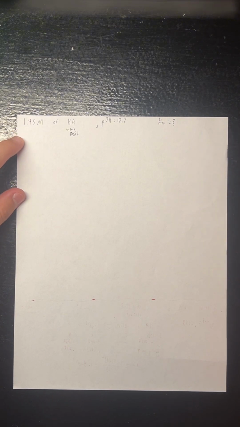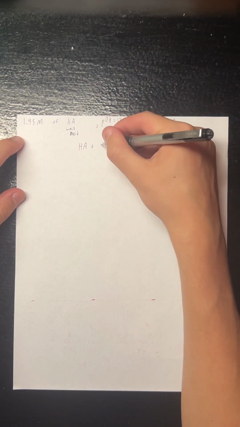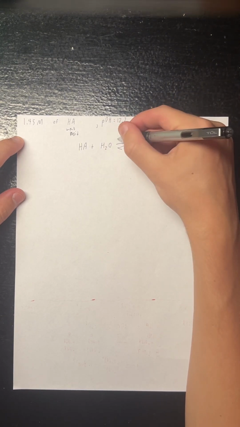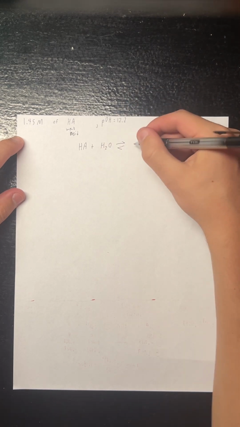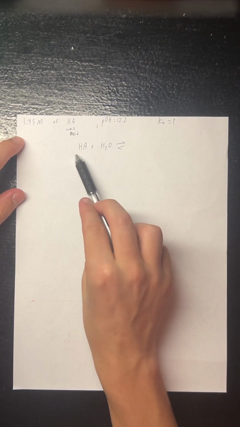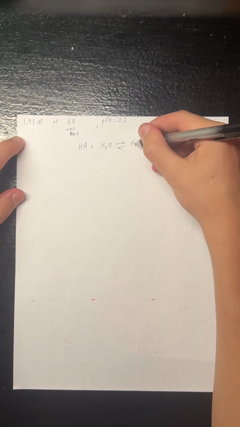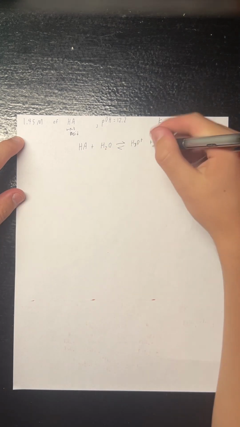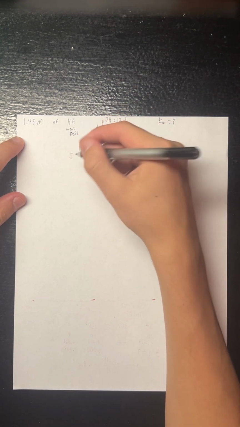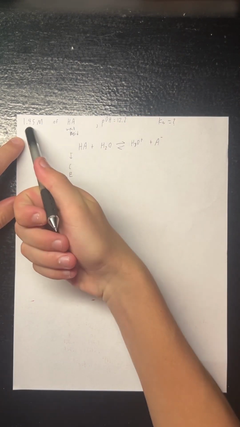So our first step is to set up the equation. So it would be HA plus, always H2O, always water, goes to, it's not 100% because it's a weak acid. All right, so what do we think? H2O and H, that makes what? H3O plus. And what's left over? The A minus.